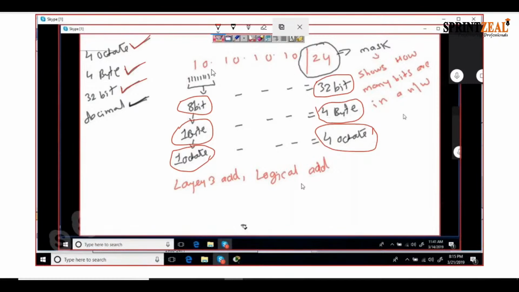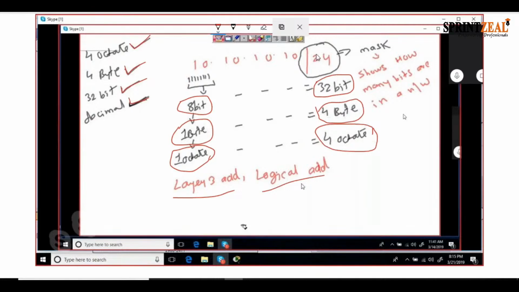In dotted notation it is 10.10.10.10, right? So this is a decimal address. It is not a hexadecimal address like a MAC address. It is also called a layer 3 address and a logical address, right?